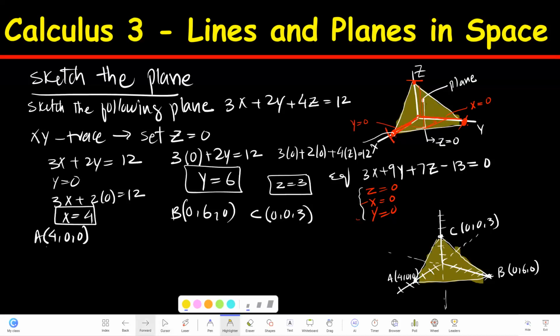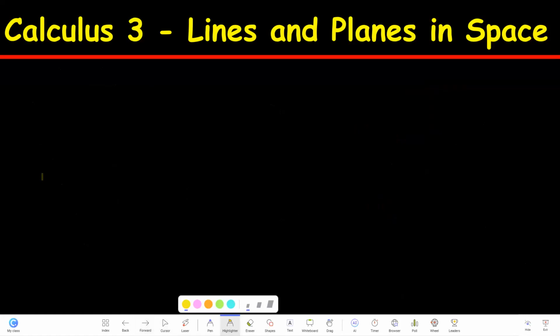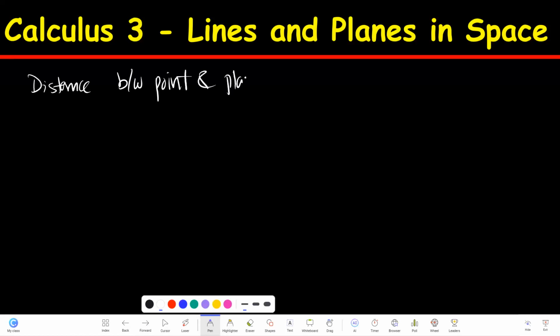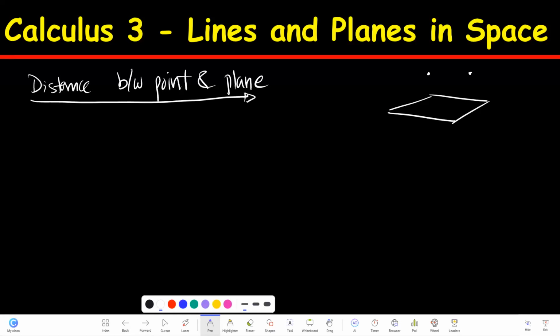Another thing we're going to look into is the distance between a point and a plane. What is the distance between a point and a plane? You have this plane, and I have points here, P1 and P2. Distance is always the shortest gap.